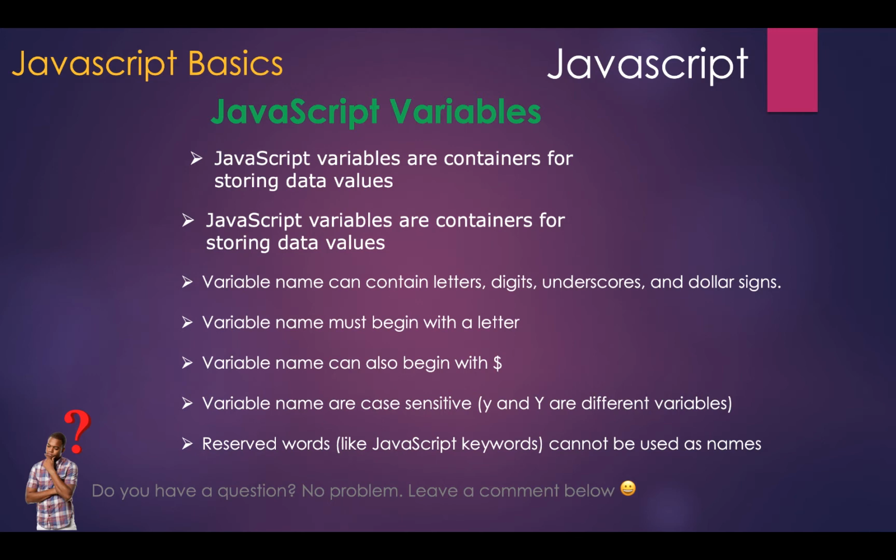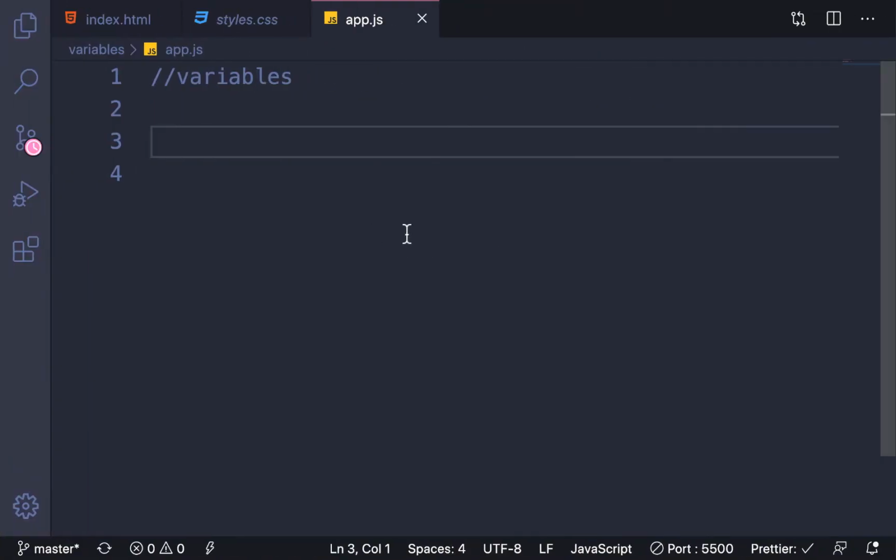If you still don't understand variables, I will show you with code and you will understand better. JavaScript variables are containers for storing data. I've said it. A variable name can contain letters, digits, and underscores. Let me take it step by step. Now let's go back to code and see how we can tackle that. A variable is just like a container for storing data.